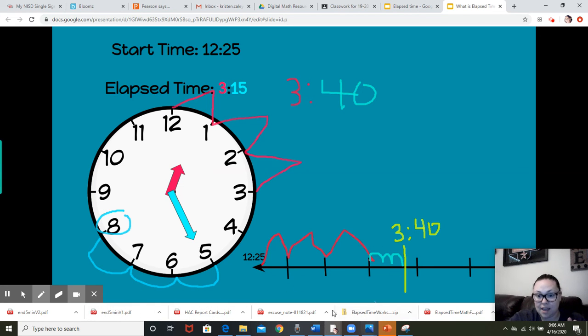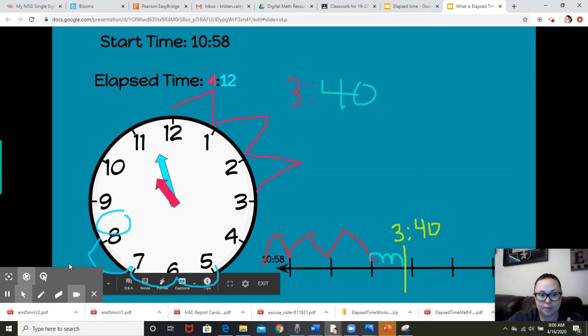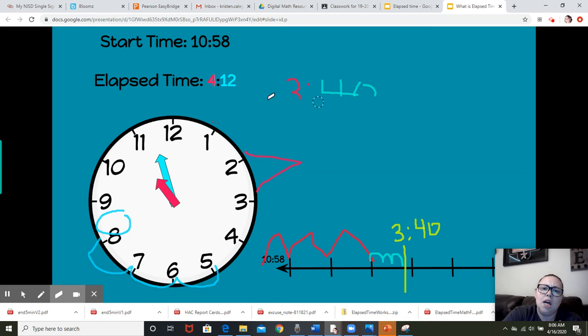Y'all all see how I did that? Okay. Let's try one more. Oh, and I'm going to go in and erase all of this beautiful work because now I have different numbers, different times on the clock to find my elapsed time.